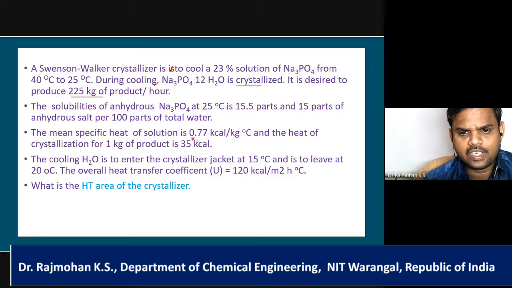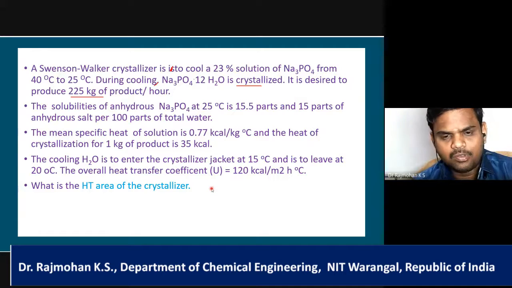The mean specific heat of the solution is 0.77 kilocalorie per kg degree Celsius, and the heat of crystallization for 1 kg of the product is 35 kilocalories. The cooling water is to enter the crystallizer jacket at 50 degrees Celsius and is to leave at 20 degrees Celsius. The overall heat transfer coefficient is 120 kilocalories per meter square hour degree Celsius. What is the heat transfer area of the crystallizer? Okay, I hope you will be able to solve this problem.